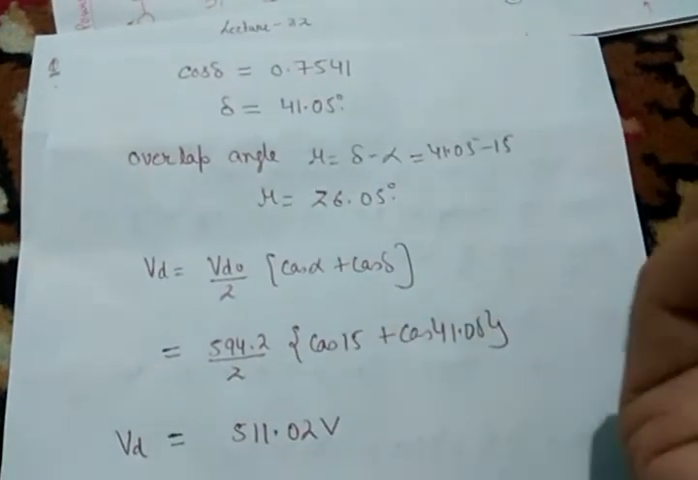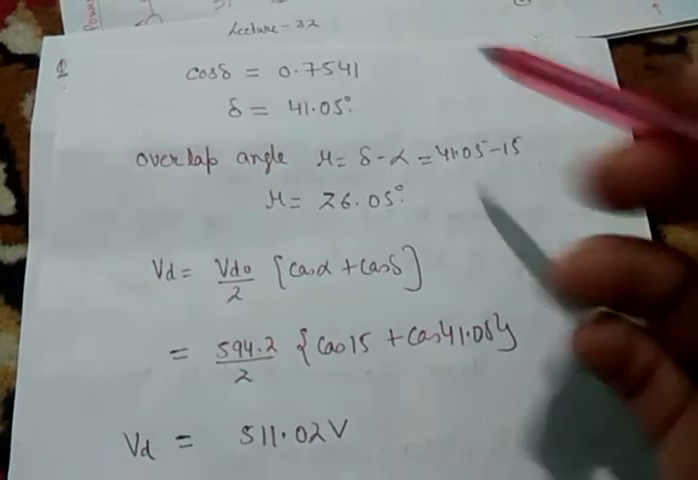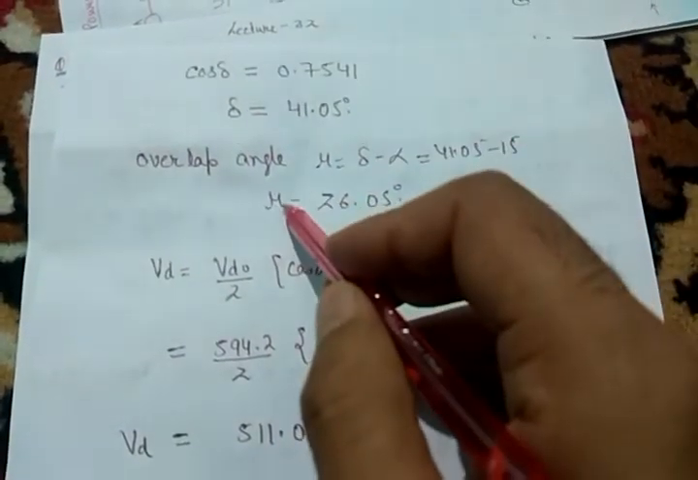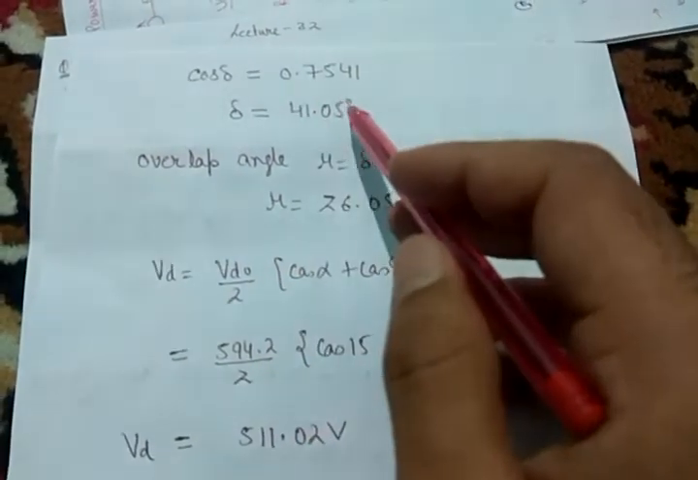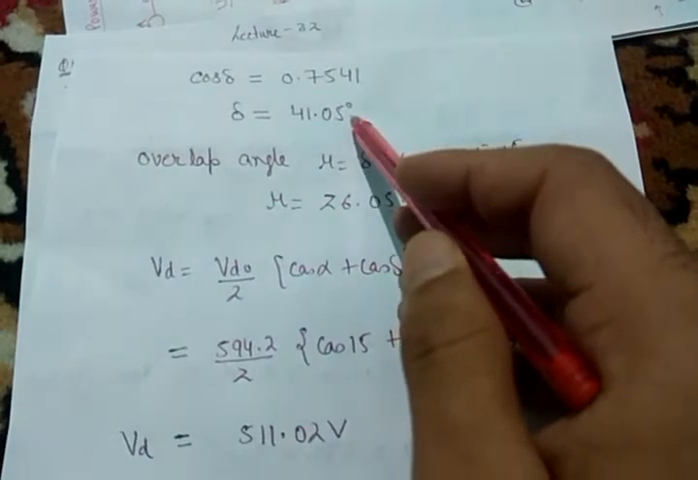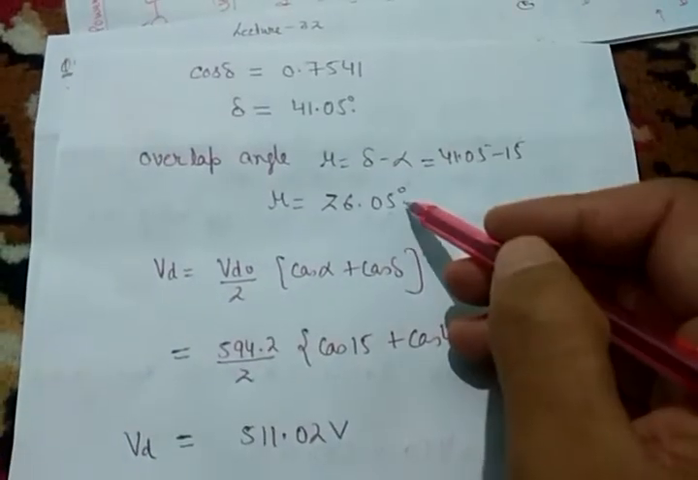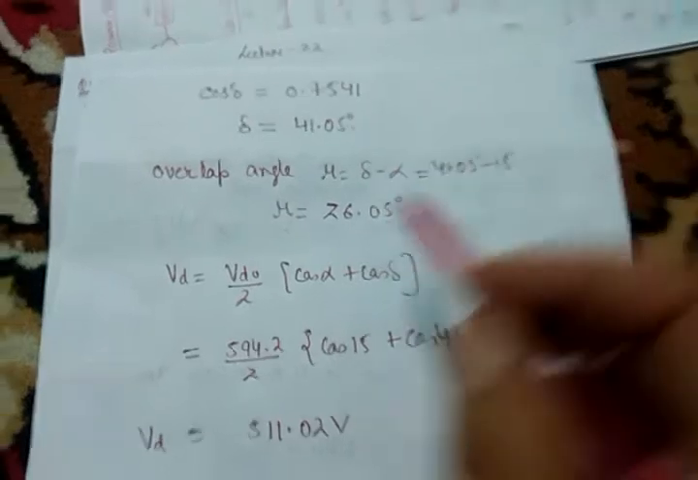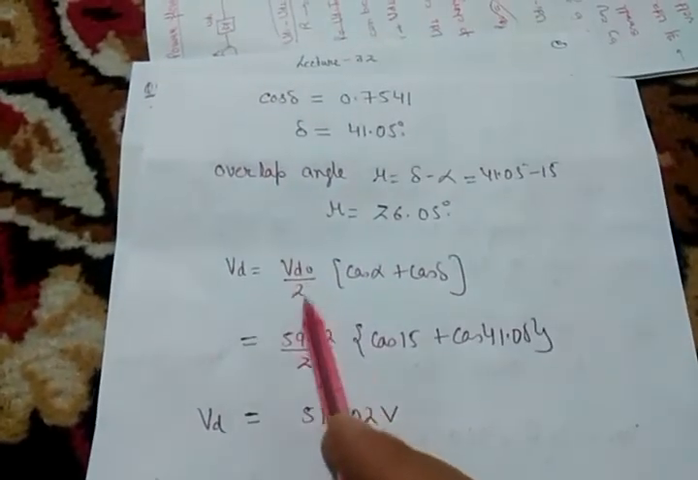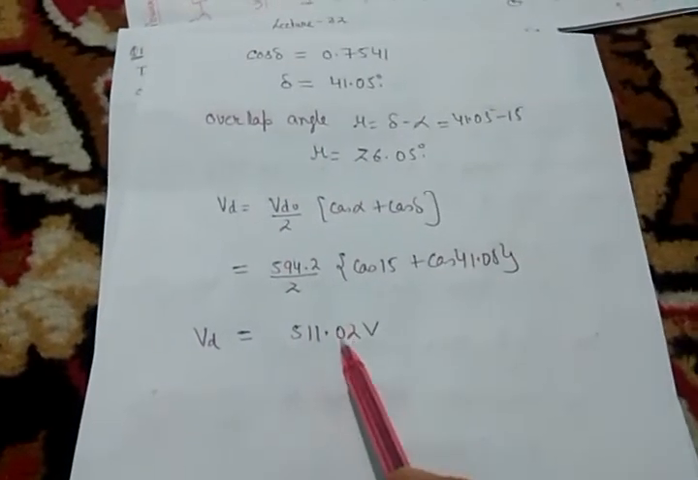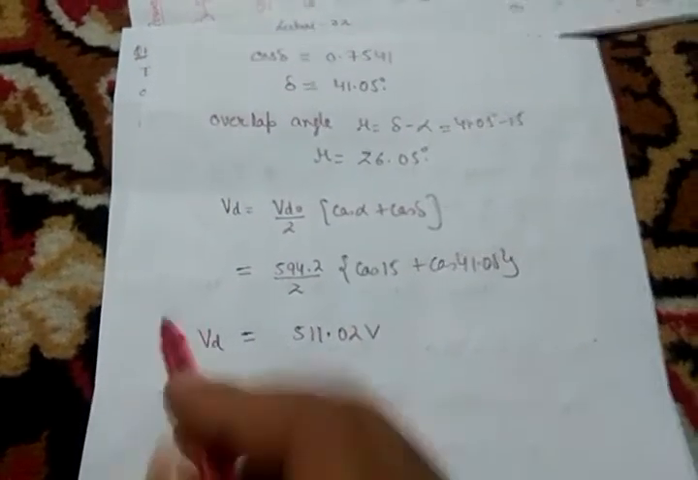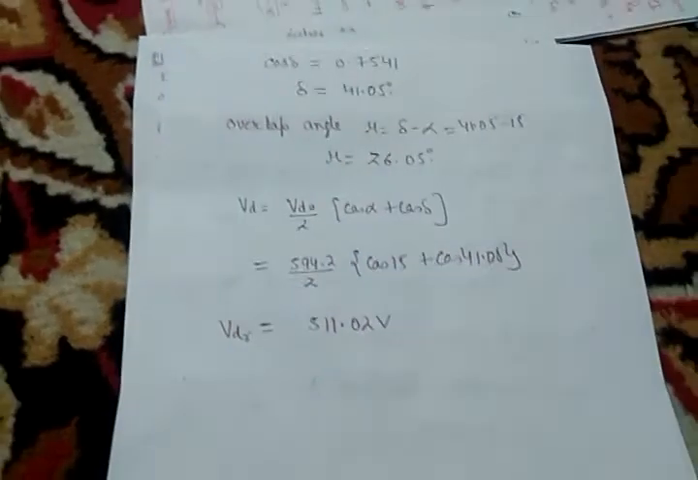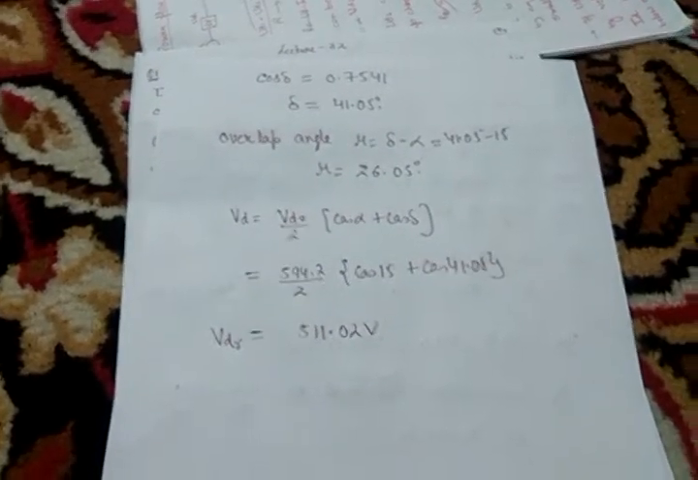Now I will calculate the output voltage. For calculating output voltage, I don't need this mu. I can calculate it directly from alpha and delta. But still, it was asked in the question to calculate the commutation angle. So output voltage is given by VD naught by 2 into cos of alpha plus cos of delta. So VD is 511.02 volt, which is nothing but VDR, 511.02 volt. So this was the second problem.